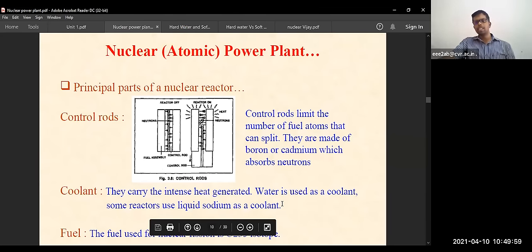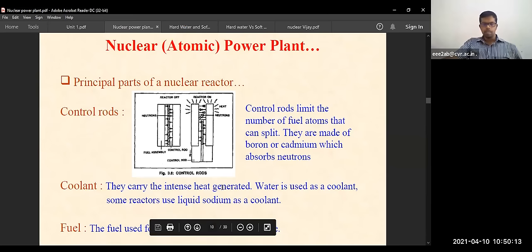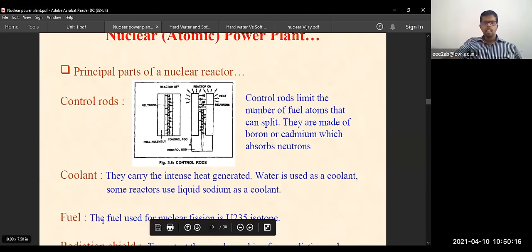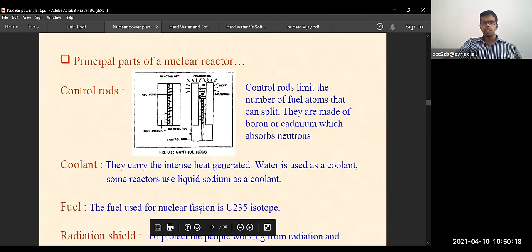So what is the main disadvantage of using water as a coolant? Again, scale formation will be there on the pipes. So generally they will go for liquid sodium as a coolant. Next, the fuel used for nuclear fission, as already discussed, is the uranium-235 isotope.